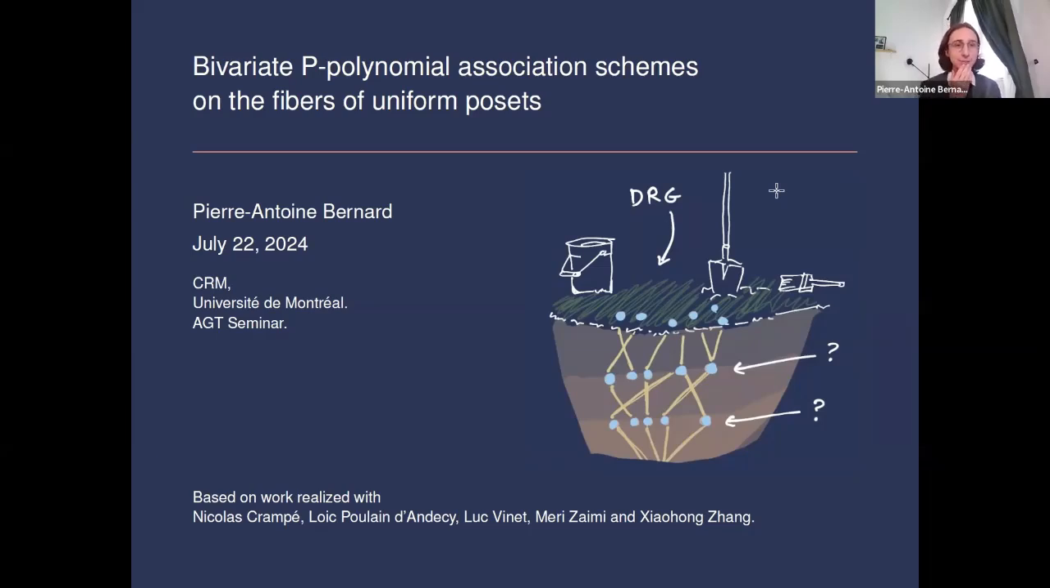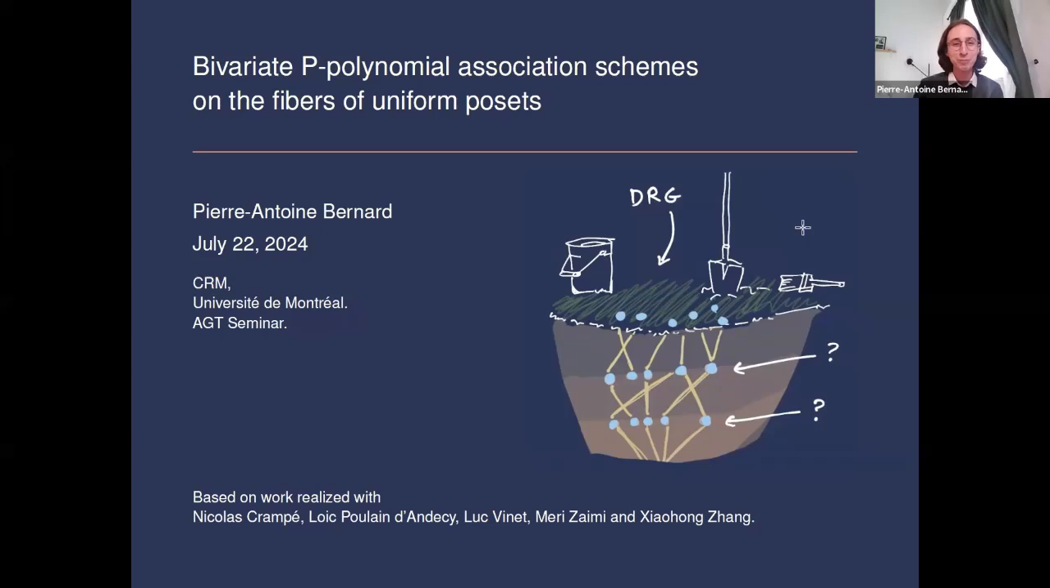So today I'll talk about bivariate and multivariate generalizations of association schemes. By the end, we should talk about this structure of fibers on uniform posets. And this is all based on past work and ongoing work with very nice people: Nicolas Crampé, Loïc Poulain-Dancy, my supervisor Vinet, Mary Zaimi, and the actual host, Xiaong.